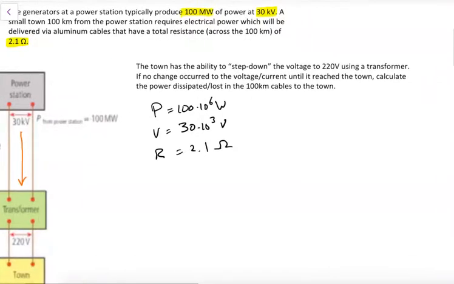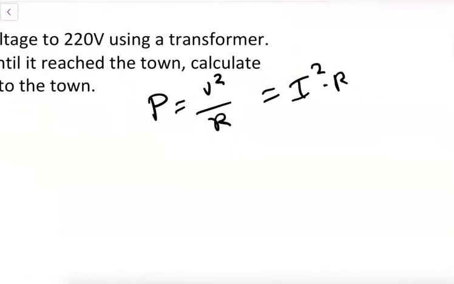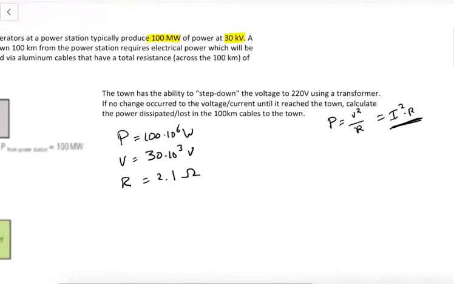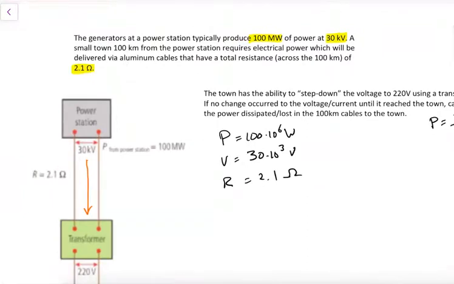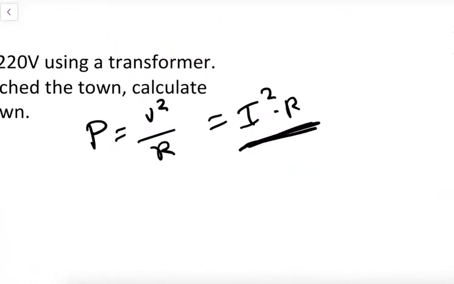We would want to look at our power dissipated equations, and we have two: P equals V squared over R, and P equals I squared R. In this case, P equals I squared R is going to be more useful, because the wires traveling to the town are in series, since wires connect to each other. So the current will stay constant. We don't have changing current.